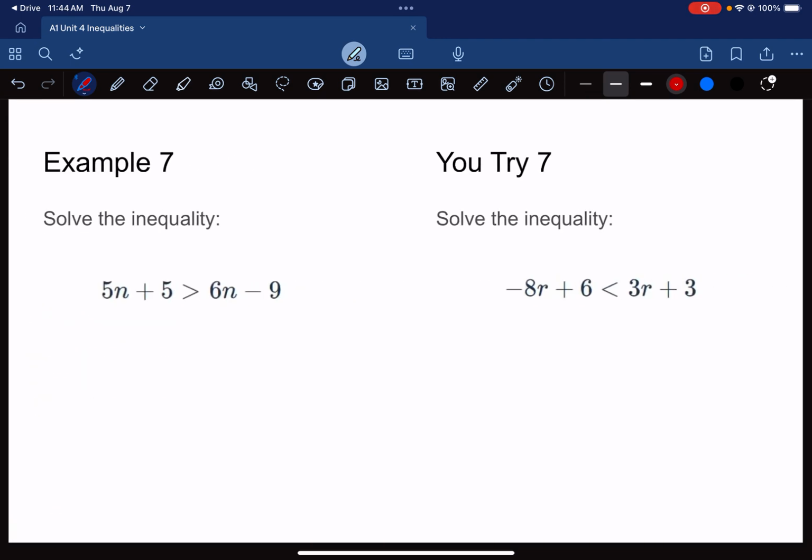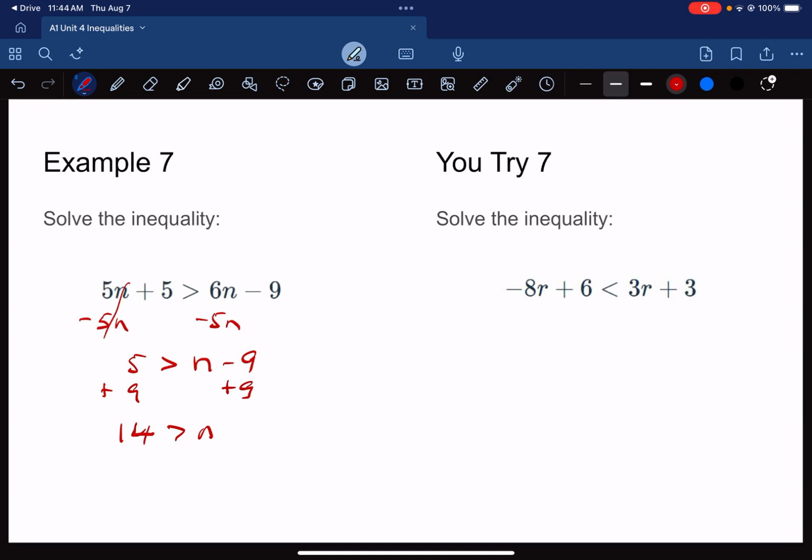Okay, here's a little more difficult one. It's just stepping up the difficulty. No like terms left or right, no parentheses, but I've got a 5n and a 6n. I'm going to move the smaller one. I'm going to move my 5n by subtracting 5n. 6n minus 5n is 1n. Then I'm going to add 9 to both sides, and I get n. I get this. I did not divide at all, did I?